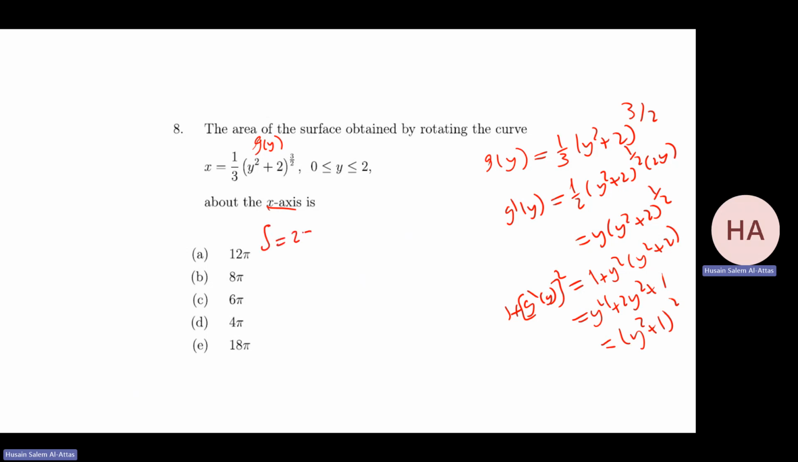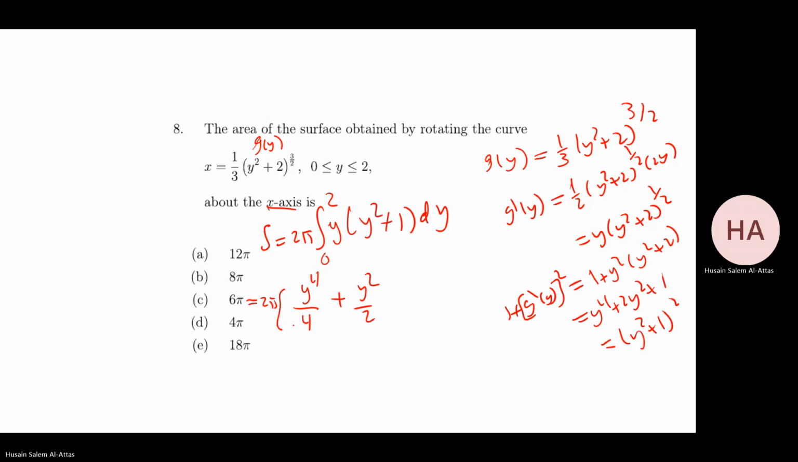So S will be 2 pi times the integral from 0 to 2 of y times the square root of this, which is y squared plus 1, dy. That gives me y to the power 4 over 4 plus y cubed plus y squared over 2. Don't forget the 2 pi, from 0 to 2. That gives me 2 pi times 16 over 4, that is 4 plus 2. That gives me 12 pi.